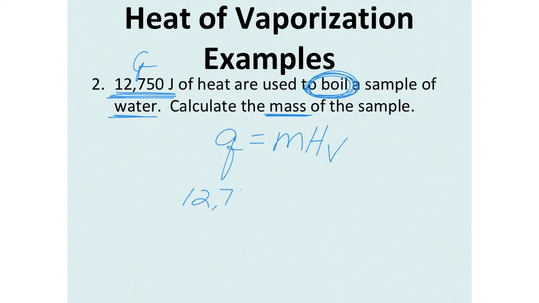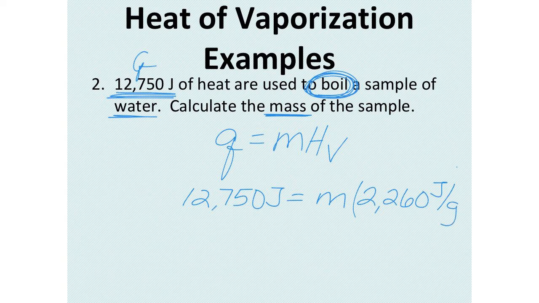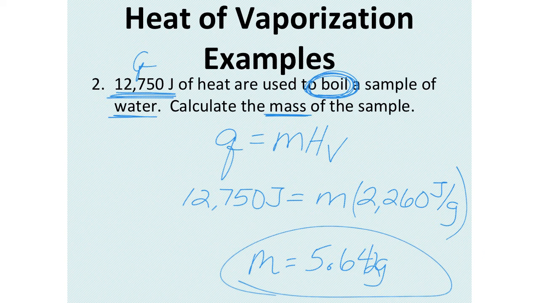My Q is the heat, 12,750 joules. Mass is what I'm looking for. Since I am using water, I can use 2,260 because that is the heat of vaporization for water. To solve this, I just do 12,750 divided by 2,260, and that gives me 5.64 grams. Actually, I need 4 significant figures, so I should have included a 2 after that, because I had 5.6415, so 5.642 grams.